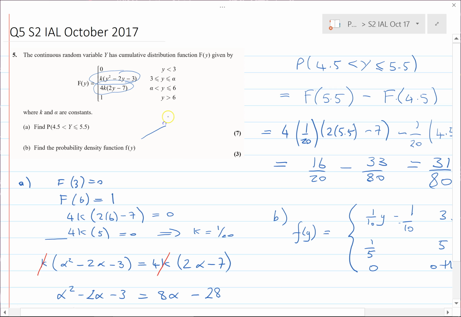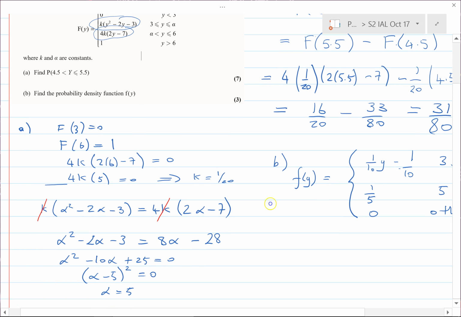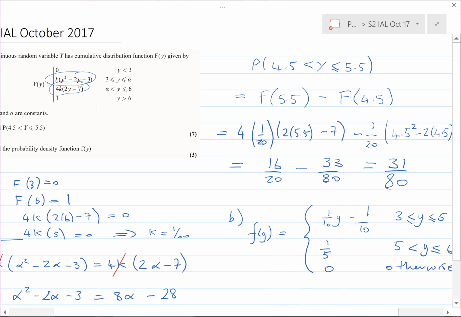You can't have a sudden jump in the cumulative function. It's got to go continuously. So you end up with an equation for alpha, and alpha equals, quite nicely, 5. And then once we've worked that out, we can just put the values of 5.5 and 4.5 into this function here, and we get the value 31 over 80.